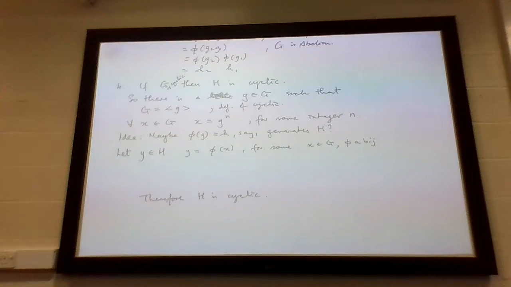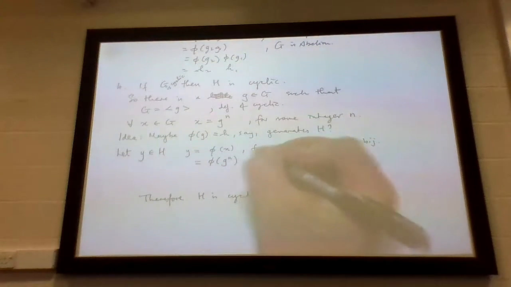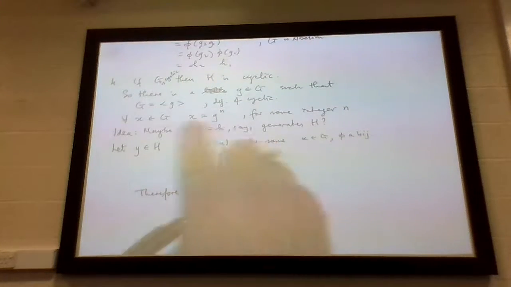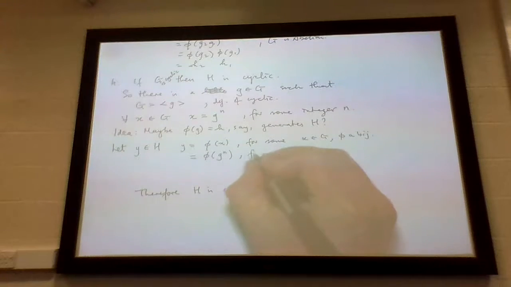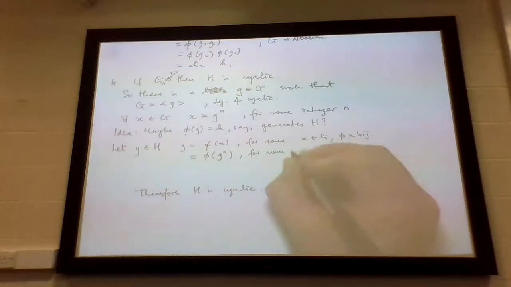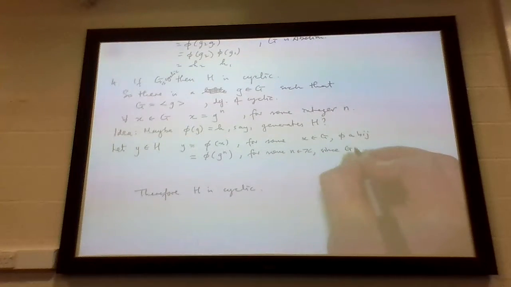Now what do we know? And what can we say? And x is g to the n, for which n? Some n. Because we said this: every x in G is some power of g, for some integer n, since G is cyclic.